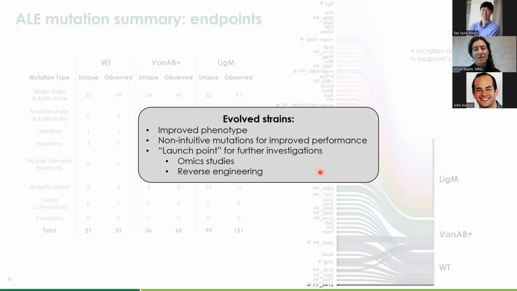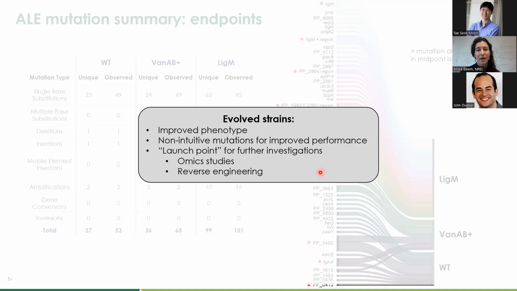So in some cases, we'll talk about this a bit later, the mutations are somewhat intuitive, just getting more of an enzyme or something. But in other cases, we have no idea what the mutation is doing, but it does seem to improve growth. So this gives us a launch point for more investigations, right? Looking at omics studies to see how protein or transcript abundance changes in the evolved strains. And then also, it gives us a point to reverse engineer from.